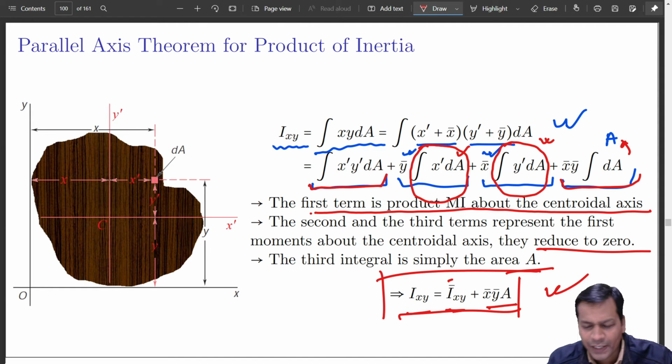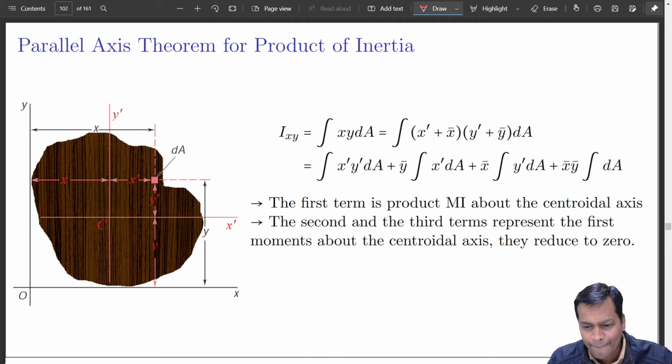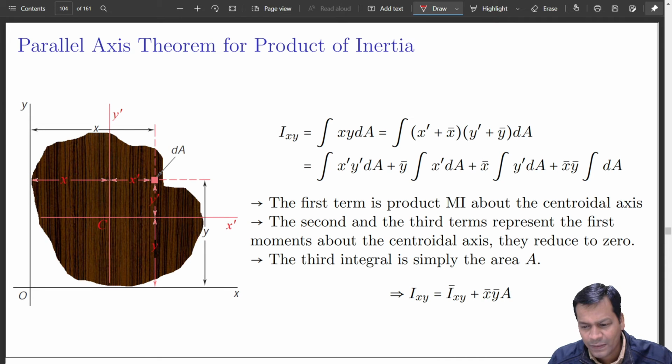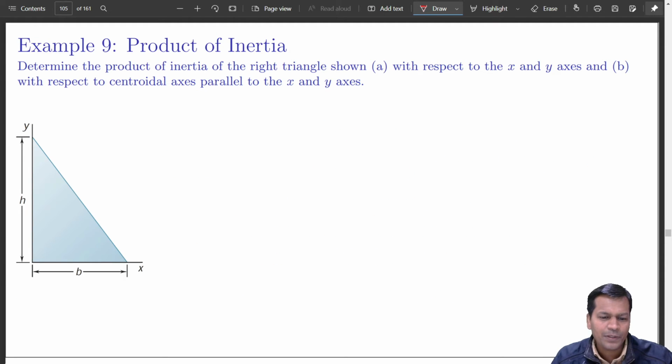This is how the parallel axis theorem can be derived. Okay, done. So there is an example which will demonstrate this more clearly.